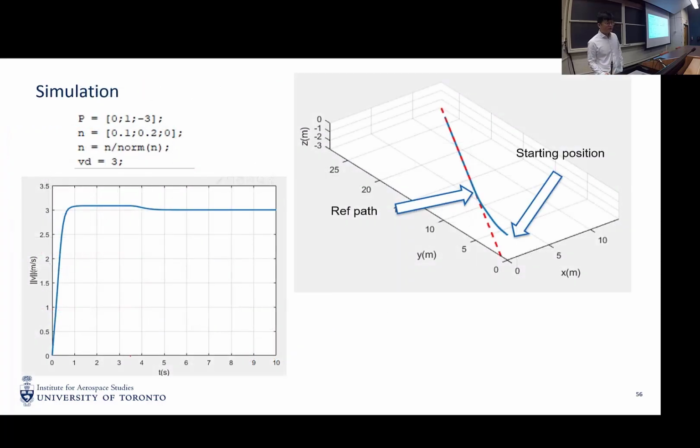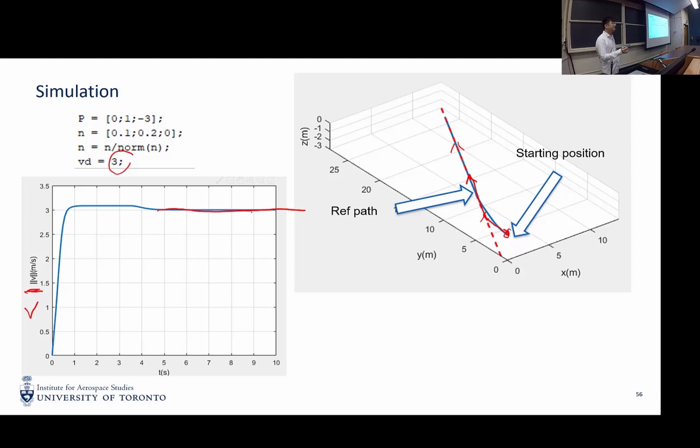Okay, this is a simulation result. As you can see, basically this is the magnitude of V. It converges to the set point, which is 3 meters per second. And this is a 3D drawing of the simulation of the path segment. It starts from this location, and this red dotted line is the reference path. It gradually converges to this desired path, and then it cruises along this path with 3 meters per second of cruise speed.